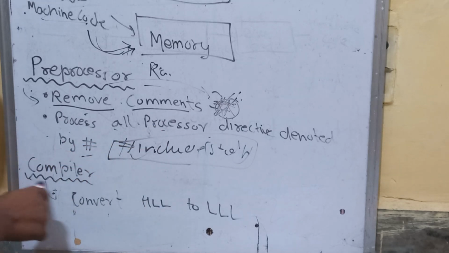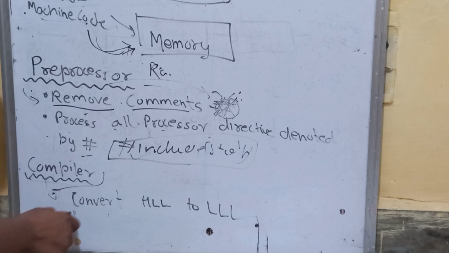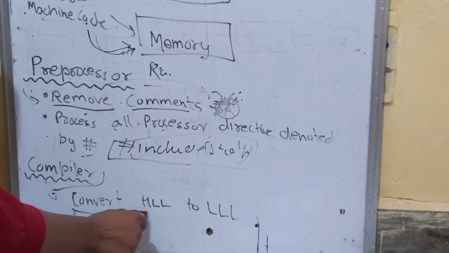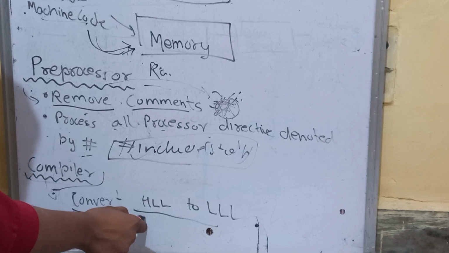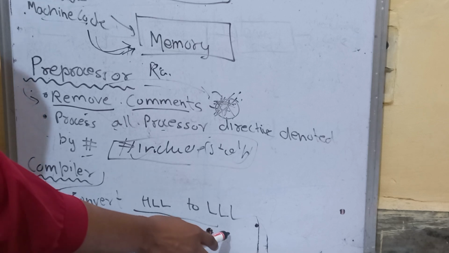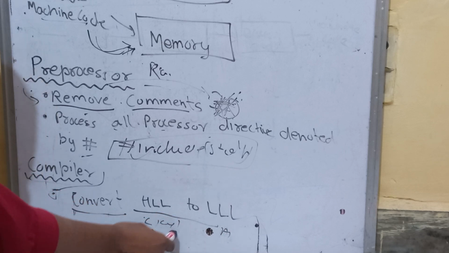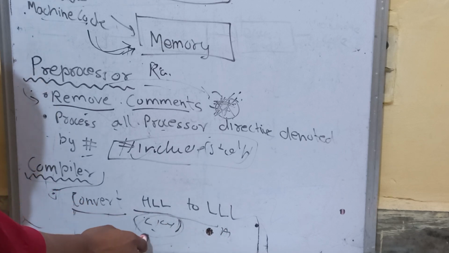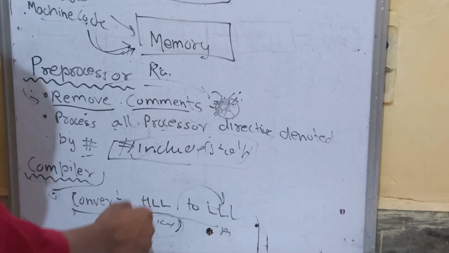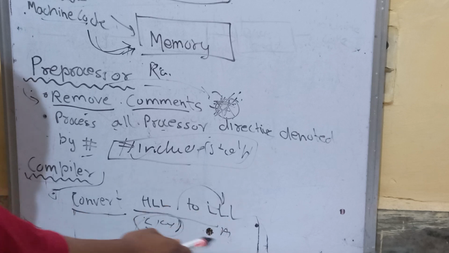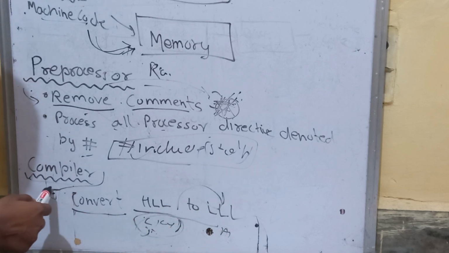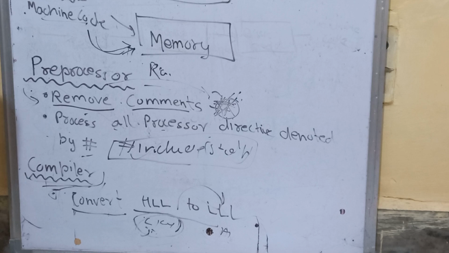And the second cousin of compiler is compiler itself, which converts high level language to low level language. High level language includes C, C++, and low level language consists of assembly code. Means C++ and Java are high level languages which are finally converted into a low level language called assembly language, which is converted by the compiler. So these are the functions of the preprocessor and compiler.